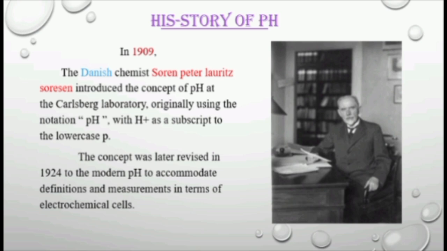In 1909, the Danish chemist Søren Peter Lauritz Sørensen introduced the concept of pH at the Carlsberg Laboratory, originally using the notation pH with H plus as a subscript to the lowercase p. The concept was later revised in 1924 to the modern pH to accommodate definitions and measurements in terms of electrochemical cells.